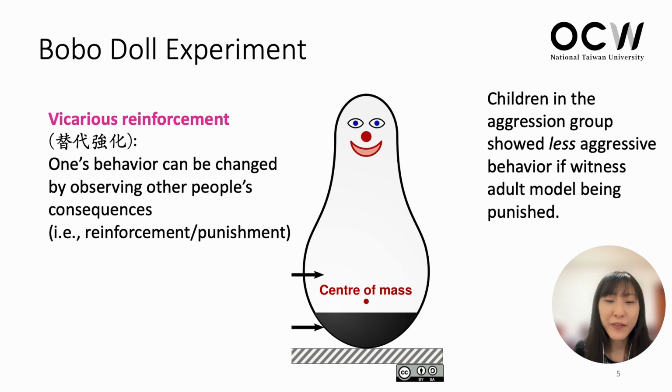However, researchers found that the observed behavior can be changed when observing other people's consequences, like reinforcement or punishment. This is called vicarious reinforcement. So children in the aggression group showed less aggressive behavior when they saw adults being punished.